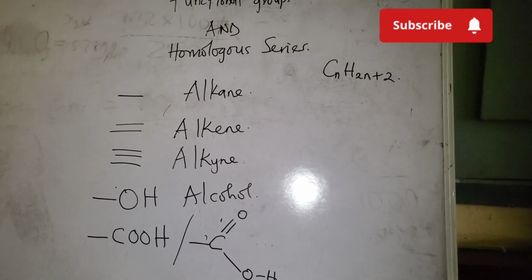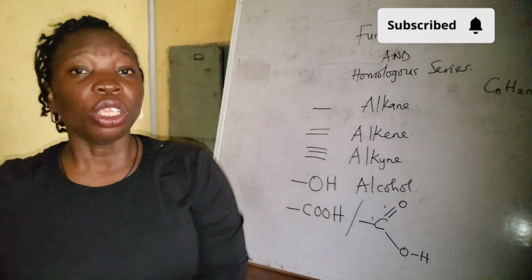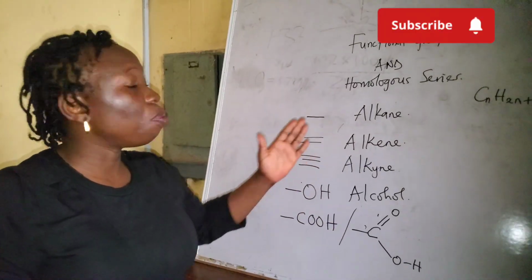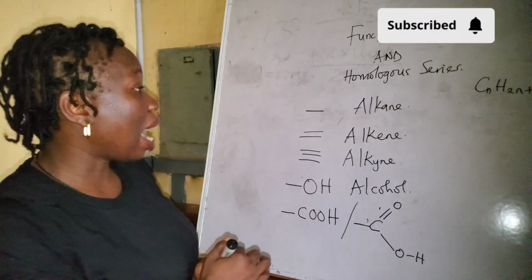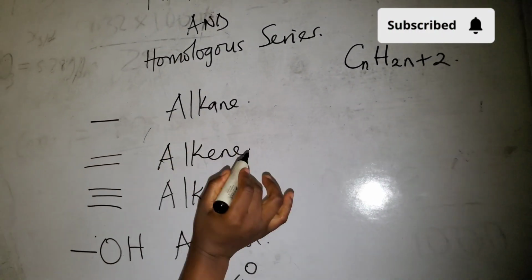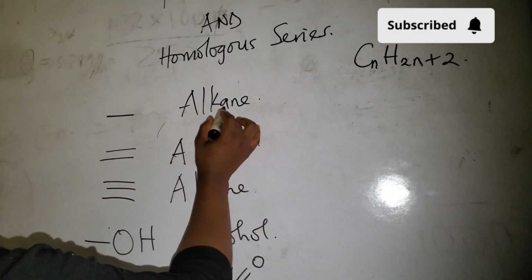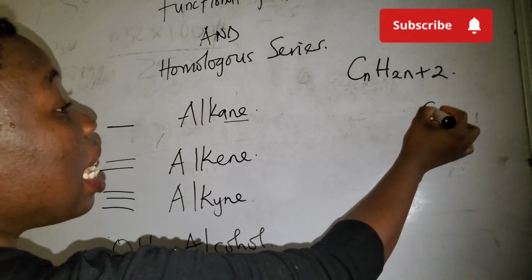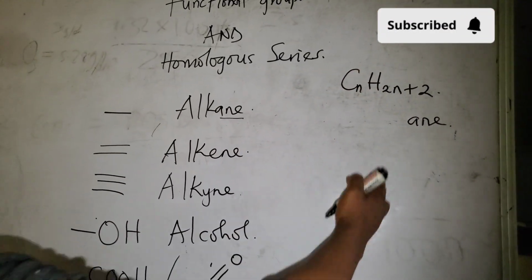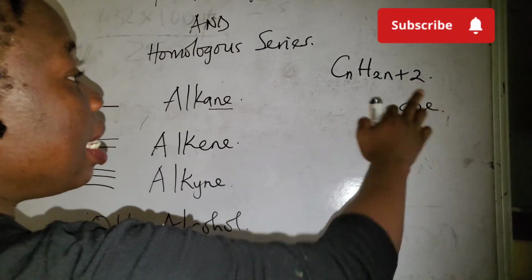So what are the families? Well, just like a father and mother having children, what are the children of this father? That is how we identify alkane. Alkane, with the surname or the suffix of alkane, ends with ane, meaning that every member of that family must end with ane.